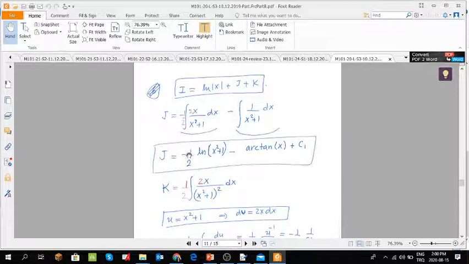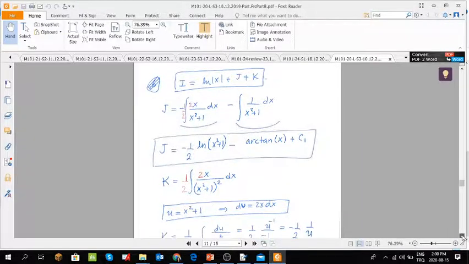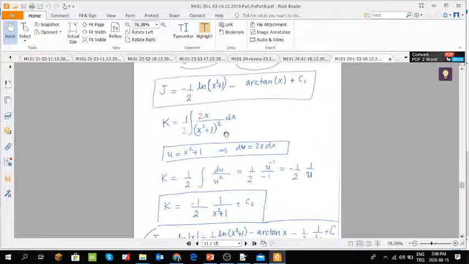Substitution works here. -1 over 2 times (x squared plus 1) is fine. And this is arctangent x because a is 1, plus c1. For k, we are going to do the substitution. U is x squared plus 1, du is 2x dx. We have the trick, multiplying and dividing by the same number.